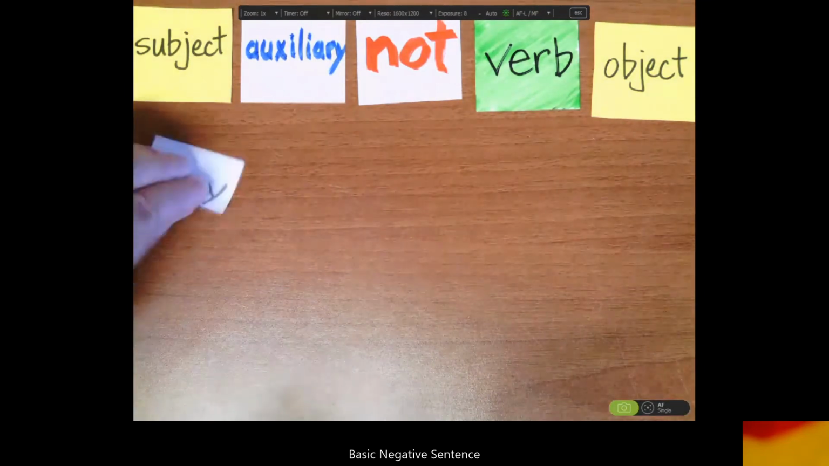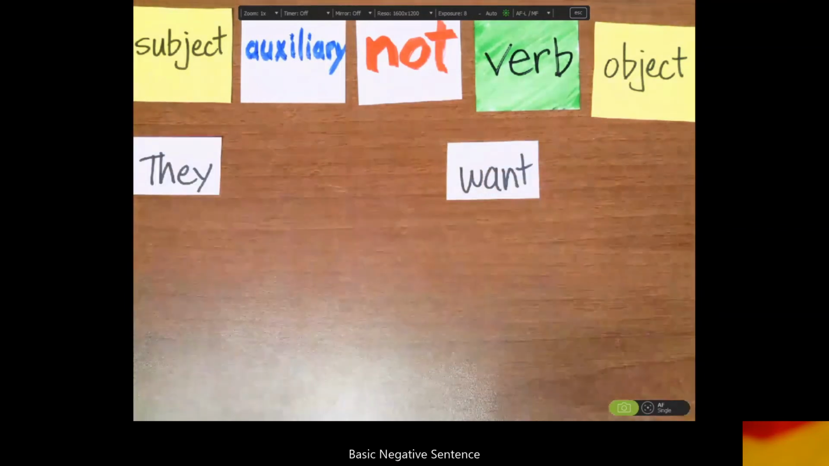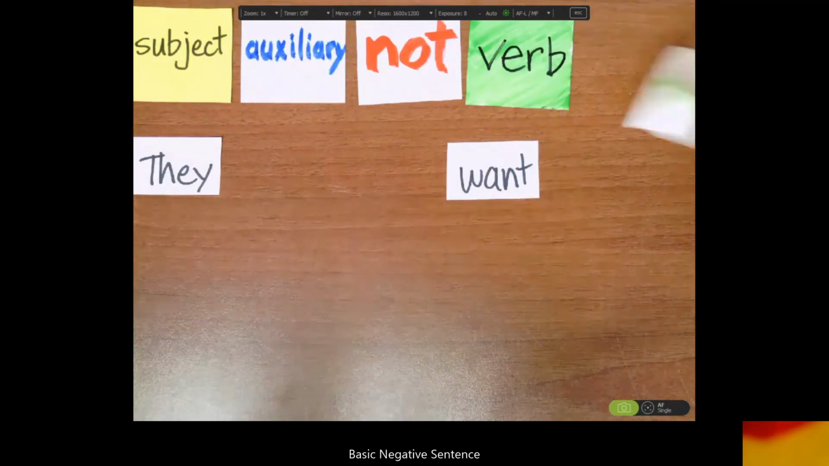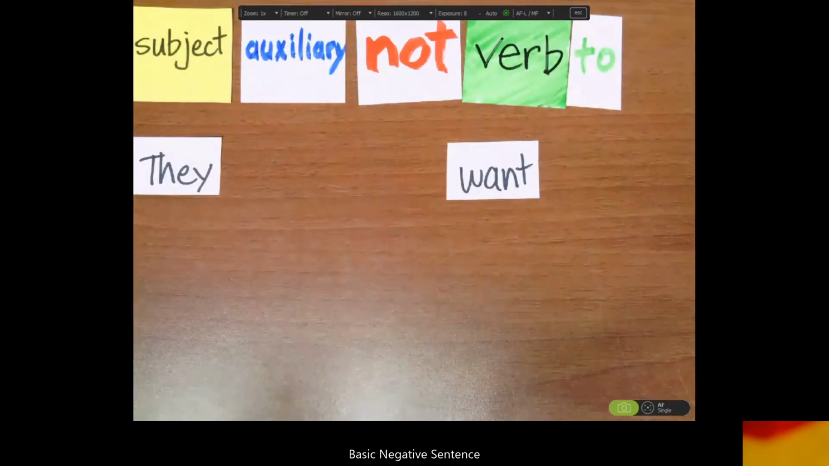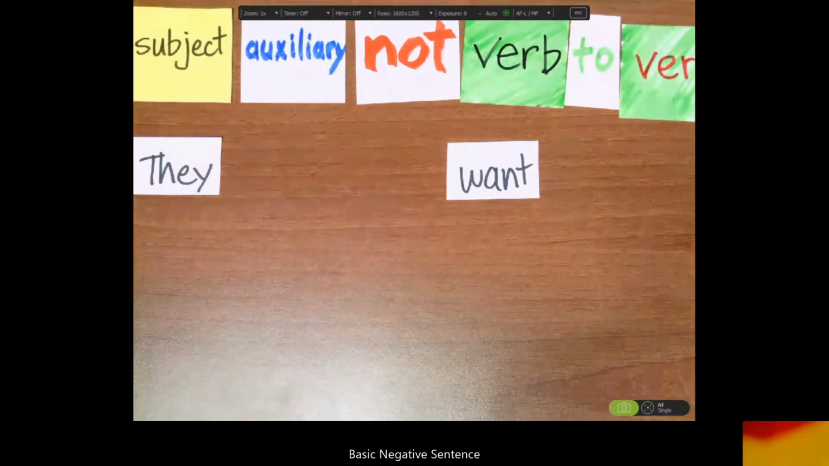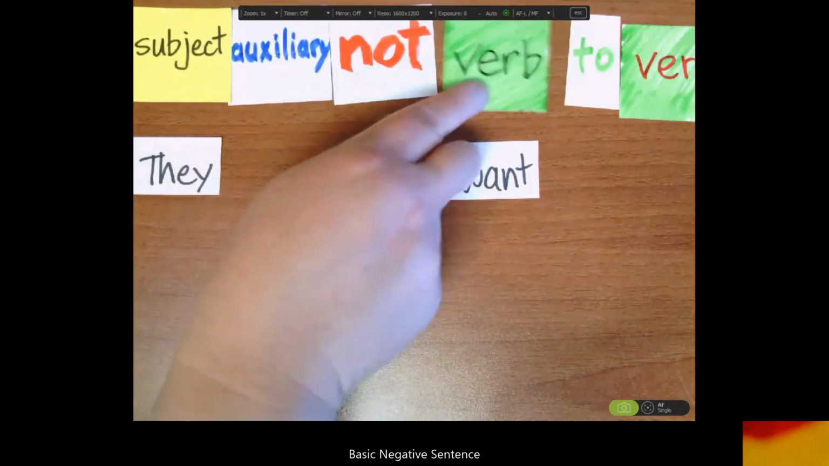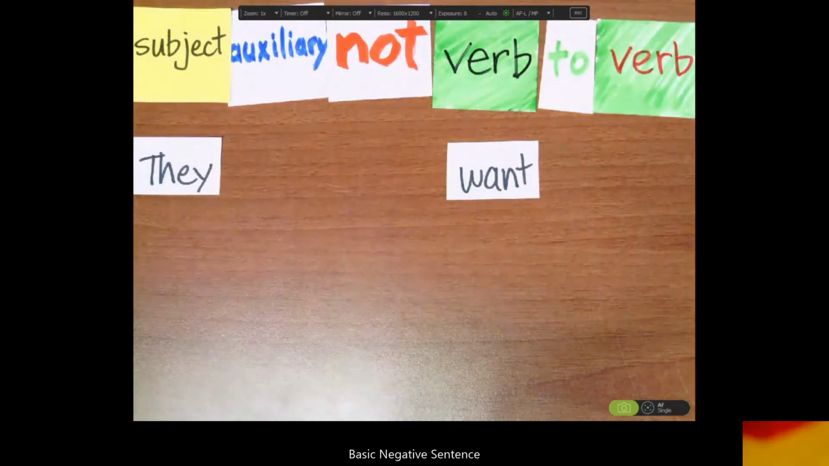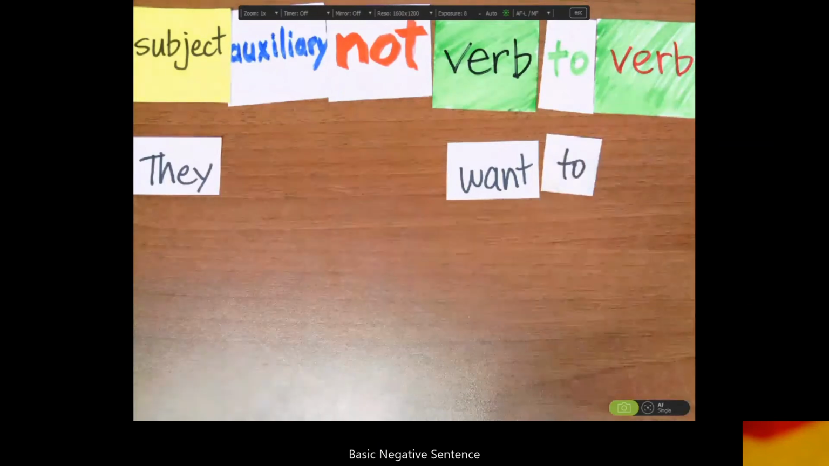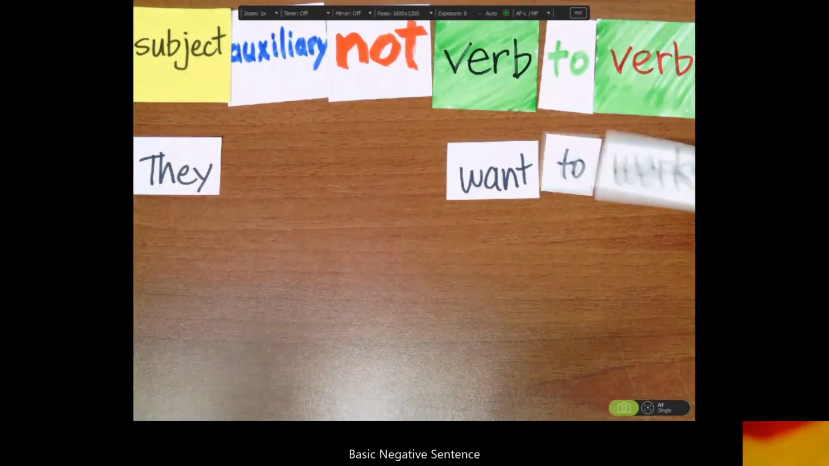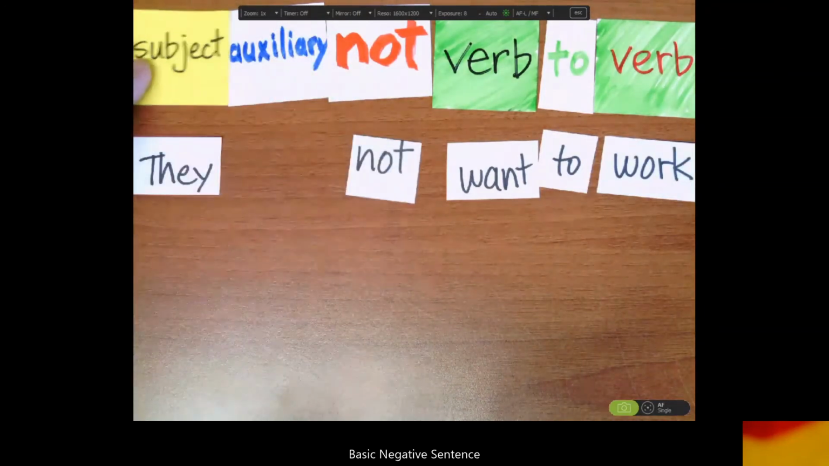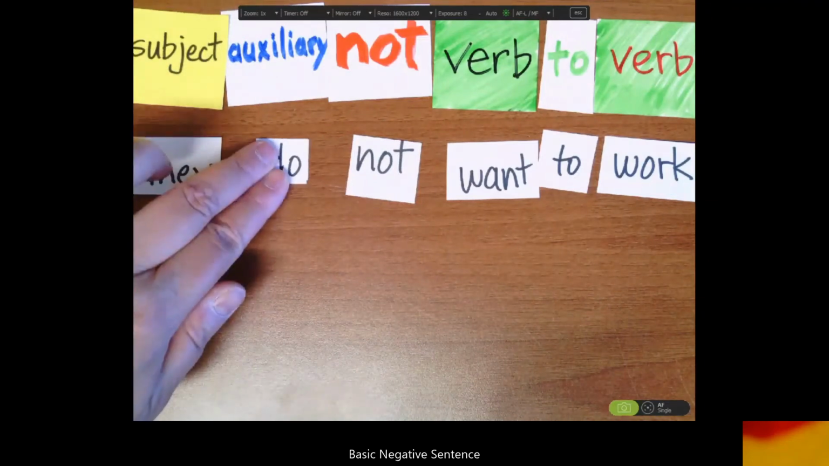Remember this sentence? And we had the word to, and we have this verb right here as the second verb. Let's squeeze things over here. And the sentence was, they want to work. We can still make it a negative. We're going to just add, like in the other sentences, the not and the auxiliary.